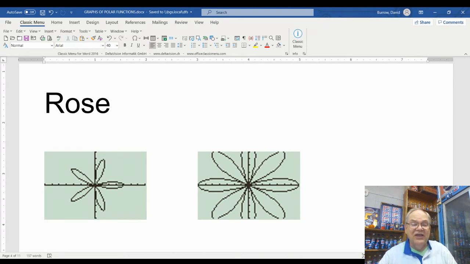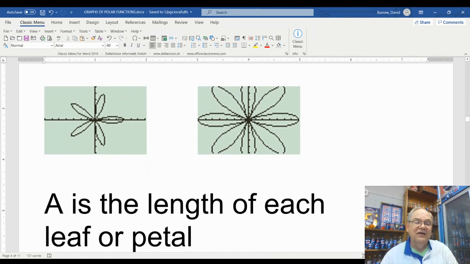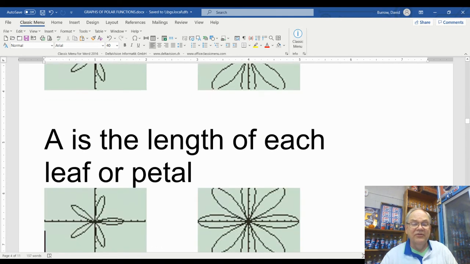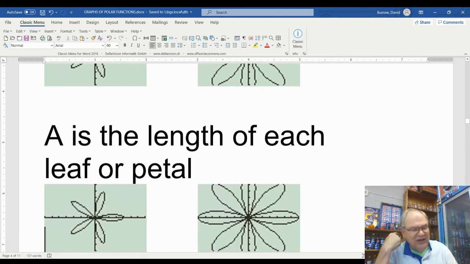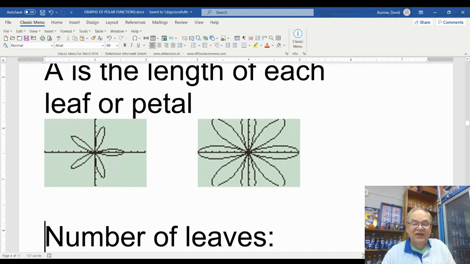On these, the equation on the left, I believe, would end up being 4 cosine of 5 theta, and the one on the right is going to be 7 cosine of 4 theta. It turns out that whatever the number at the beginning is always the length of each of the leaves or petals. So when I had 4 cosine of 5 theta, I had a length of 4, and when I had 7 cosine of 4 theta, I have a length of 7 on those leaves.